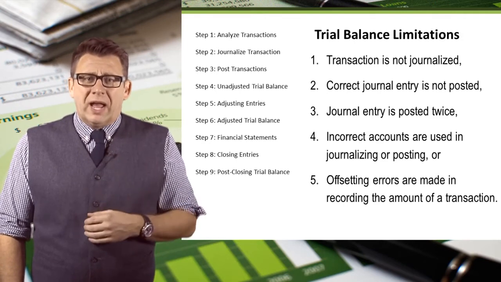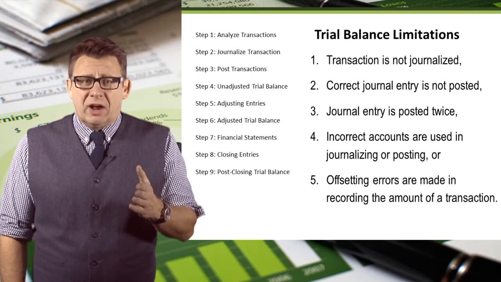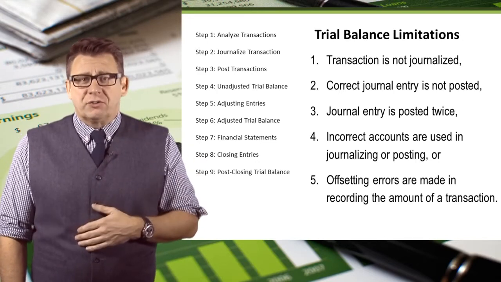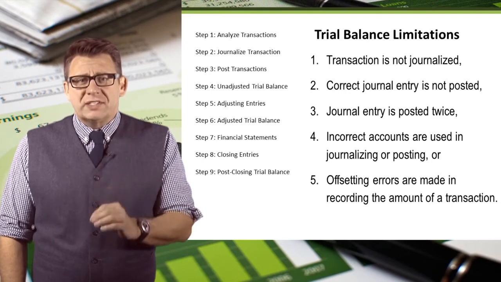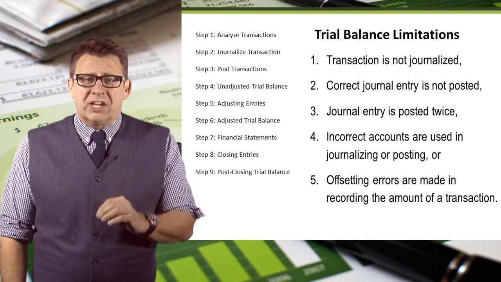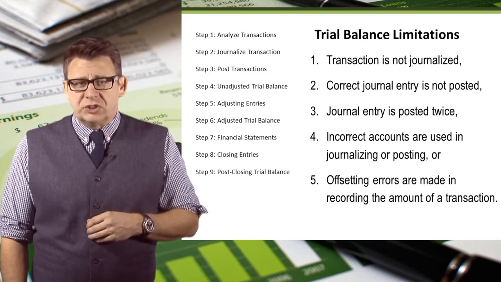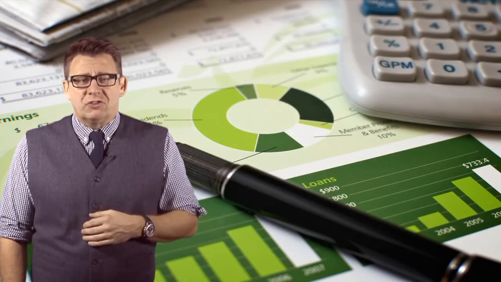In fact, this is why we need to perform the next step in the accounting cycle, adjusting journal entries. So we can adjust the account balances to more accurately reflect the financial position of a company. And that concludes this short video on preparing the unadjusted trial balance.